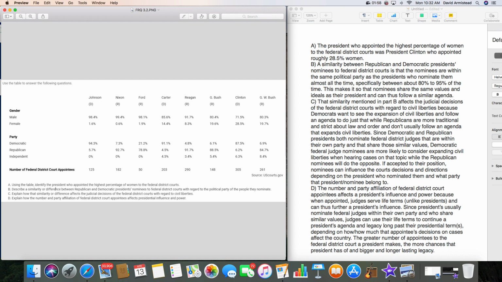B, describe a similarity or difference between Republican and Democratic president nominees to federal district courts with regard to the political party of the people they nominate. All right. A similarity between Republican and Democratic presidents' nominees to federal district courts is that the nominees are within the same political party as the presidents who nominate them almost all the time, specifically between 80 to 95% of the time. This makes it so that nominees share the same values and ideals as their president and can thus follow a similar agenda. That is perfect. That is a great response.